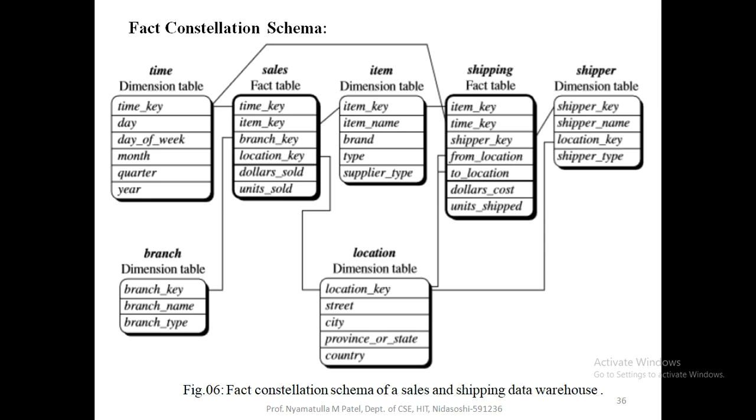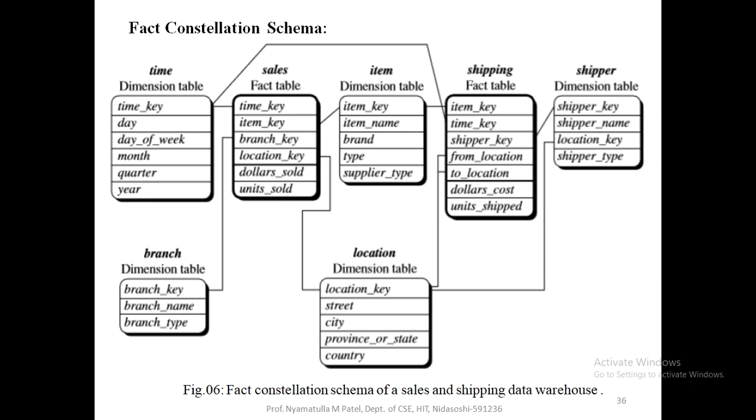This schema specifies two fact tables, sales and shipping. So in this schema we have two fact tables: one fact table is related to sales and another is related to shipping. The sales table definition is identical to that of the star schema we discussed. The shipping fact table has five dimensions or keys: the item key, the time key, the supplier key, from location and to location, and dollars cost and units shipped.